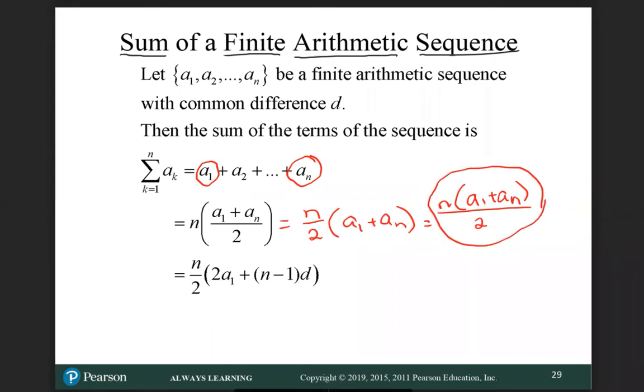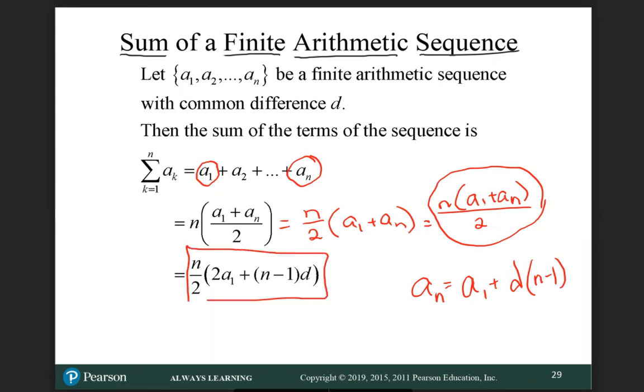That's a formula, okay? The other way is to look at that a sub n, that's our nth term, is going to be a, our initial term, a1, plus our common difference times n minus 1, right? So if I substitute that in for my a sub n, I come up with this second formula. So we have two different formulas that we can use to find the sum of a finite arithmetic sequence. I think the first formula tends to be easier. Find a sub n and then calculate it that way, but it's up to you which one makes more sense. Okay, so that is finding the sum of a finite arithmetic sequence.